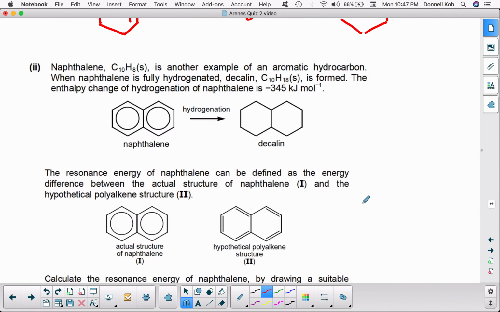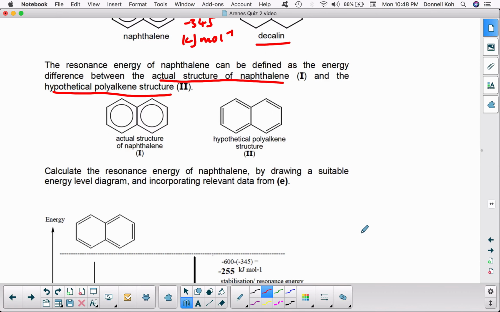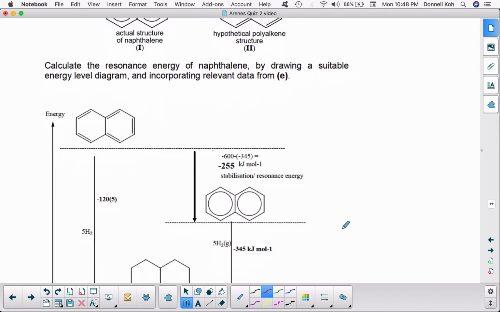Naphthalene is another example of an aromatic hydrocarbon. So naphthalene undergoes hydrogenation to form decalin, and they say the enthalpy change of hydrogenation of naphthalene is minus 345 kilojoules per mole. The resonance energy of naphthalene can be defined as the energy difference between the actual structure of naphthalene and the hypothetical polyalkene structure. And then you're supposed to calculate the resonance energy of naphthalene by drawing a suitable energy level diagram, incorporating the relevant data. So let's look at the answer key.